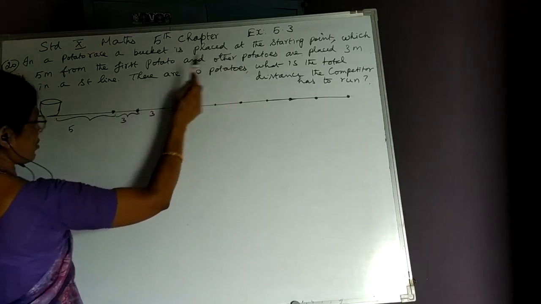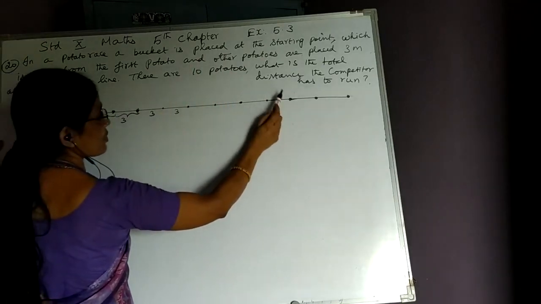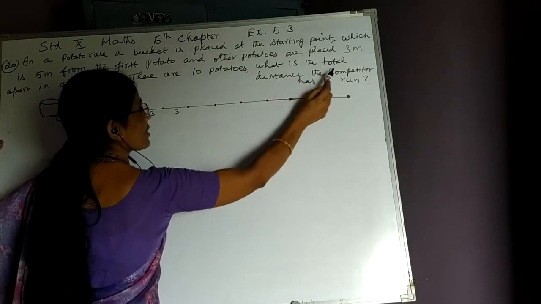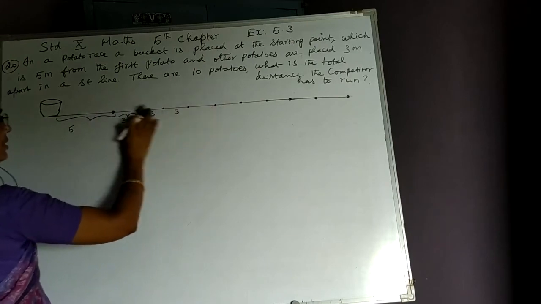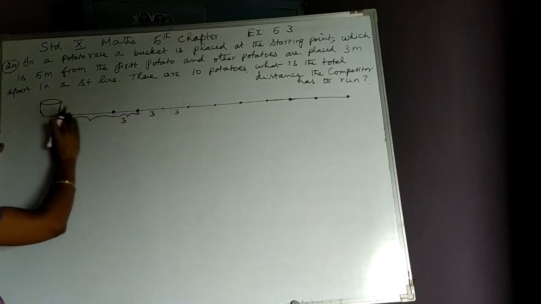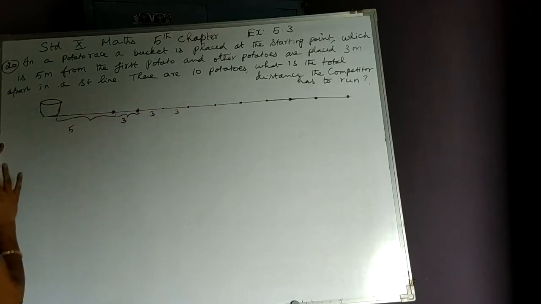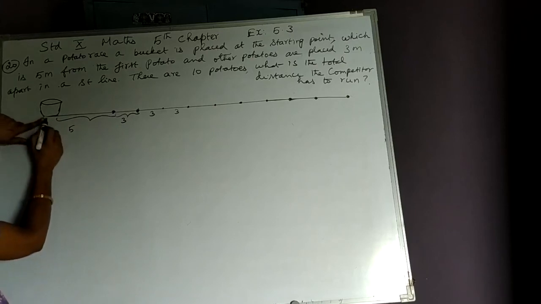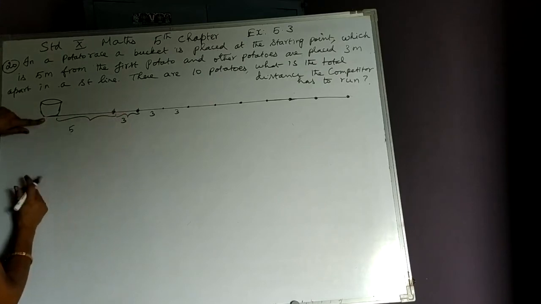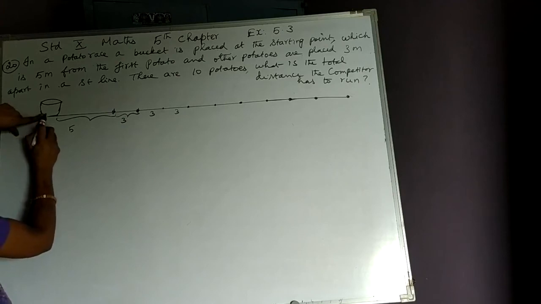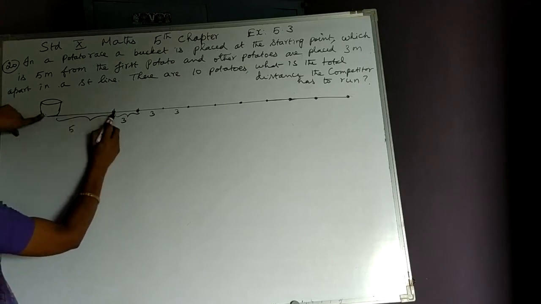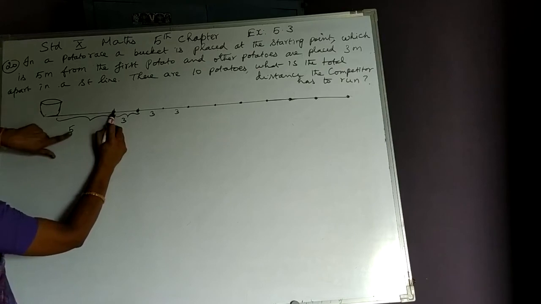There are 10 potatoes. What is the total distance the competitor has to run? If the competitor has to collect 10 potatoes in the bucket, what is the total distance the competitor has to run? Also, it is given the competitor starts from the bucket, right? This is the first potato. The competitor starts from this point. So, the competitor goes till the first potato. How many meters? 5 meters.